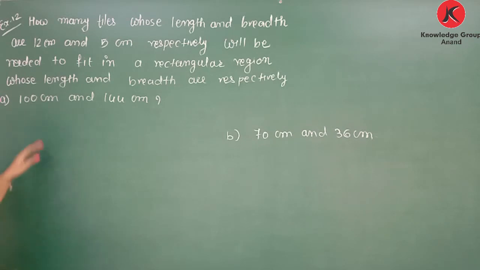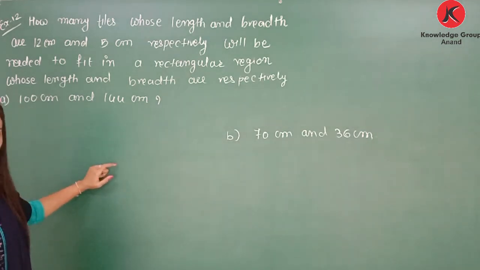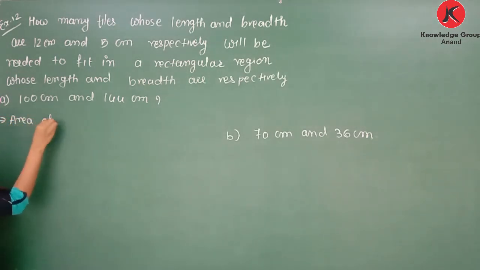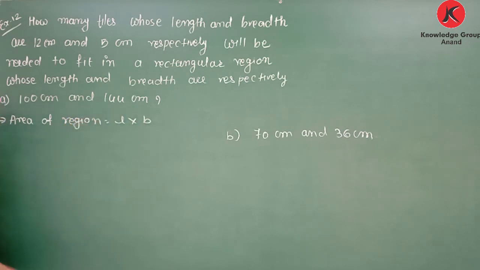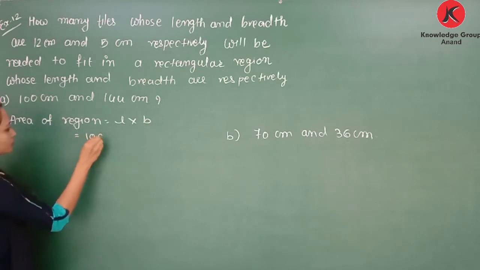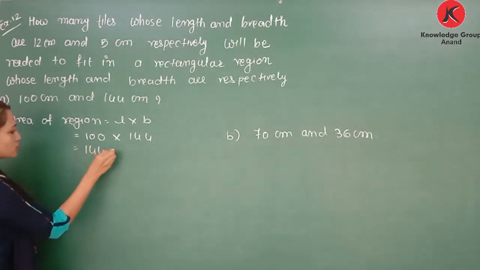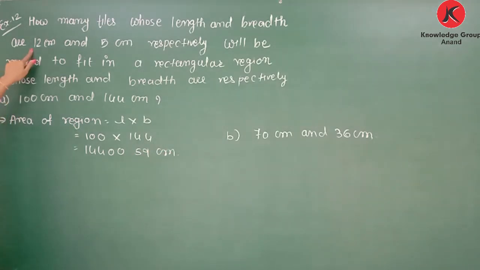So this kind of question we already saw. First we will find the area of the region, then we will find the area of one tile, and the number of tiles is equal to the area of the region divided by the area of one tile. Clear? So let's find the area of the region, that is L multiplied by B. For the region it is 100 centimeter length and 144 centimeter breadth. So it is 14400 square centimeter.